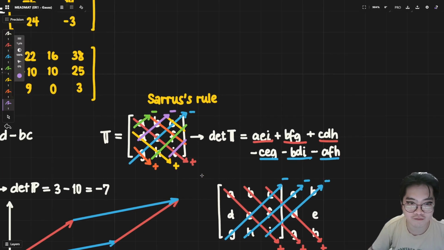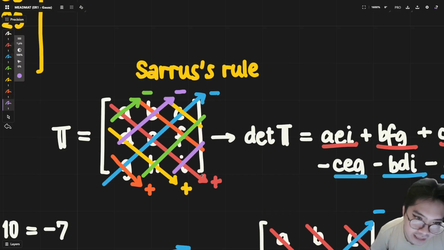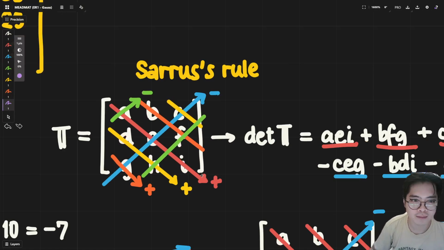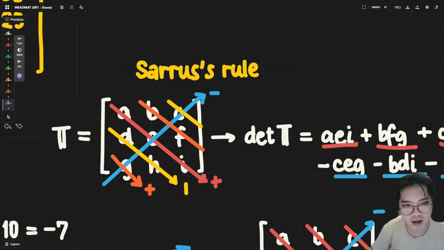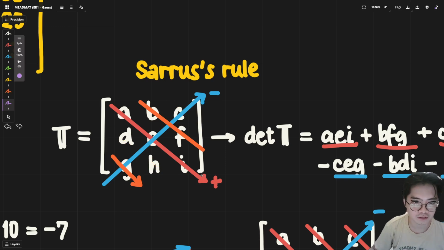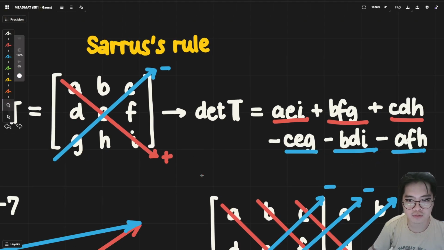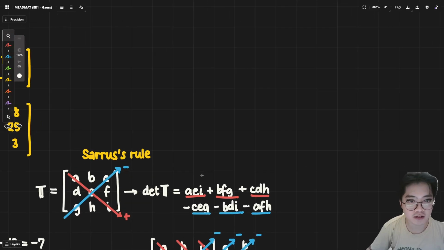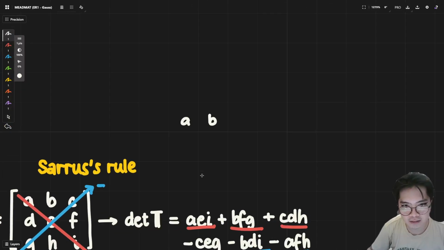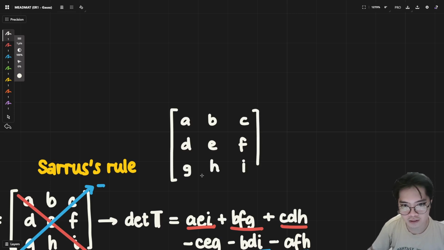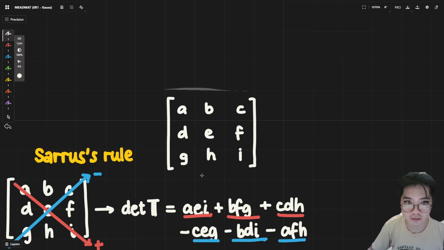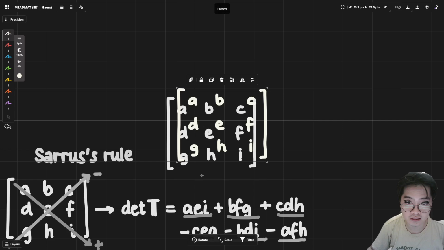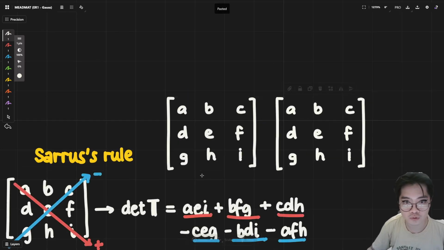So as you can see here, it's a very complicated look. But if we separate all of them, you will see all of the positives and all of the negatives: A, B, C, D, E, F, G, H, I. Here you go, this is for the positive version. I will copy and paste this for the negatives. So you will see the main diagonal A, E, I.